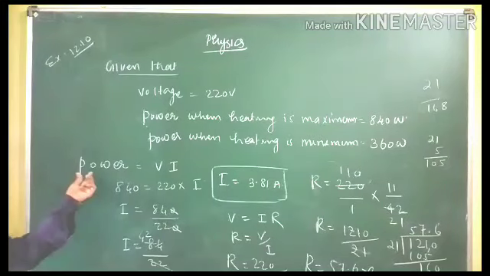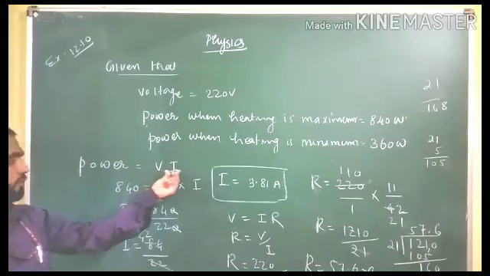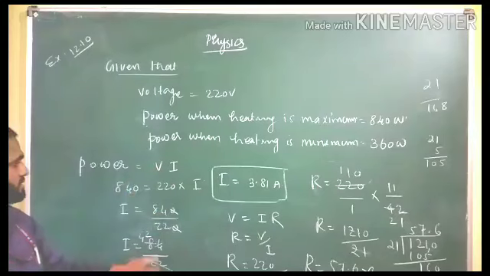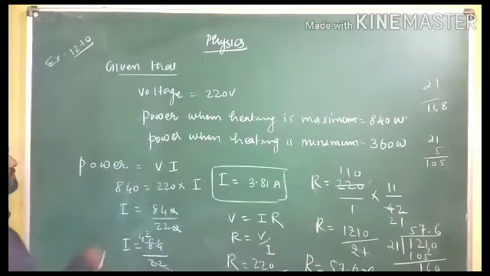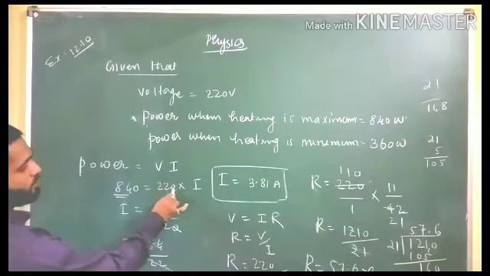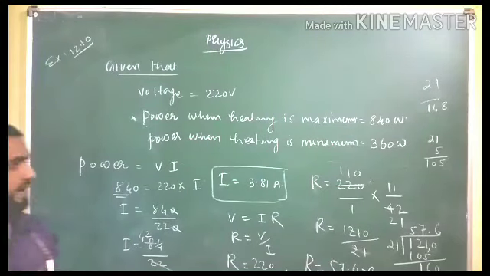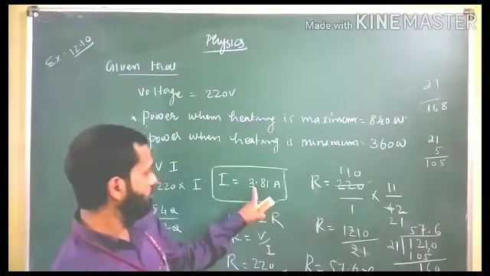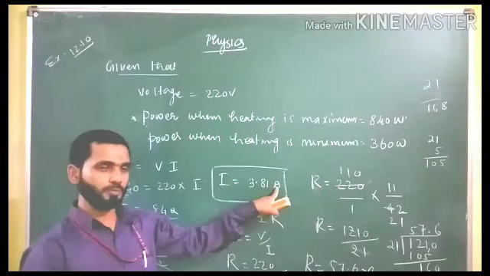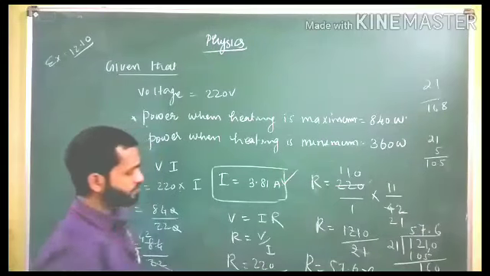Now we know the equation, power is equal to V into I. So by using this equation, in this first case we are calculating, power 840 is equal to 220 into I. Now you can calculate I equal to 840 divided by 220, 0 and 0 cancel. Remaining, when we are cancelling, we get 42 divided by 11. 42 divided by 11, we are getting 3.81 ampere. This is the current.